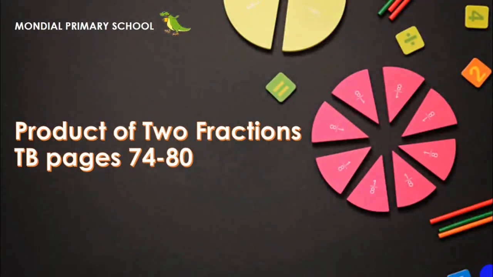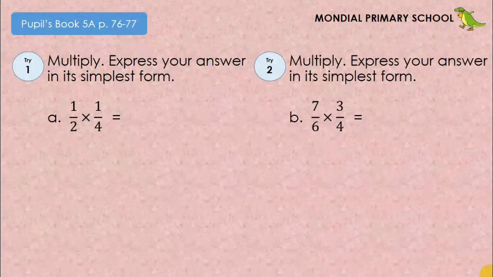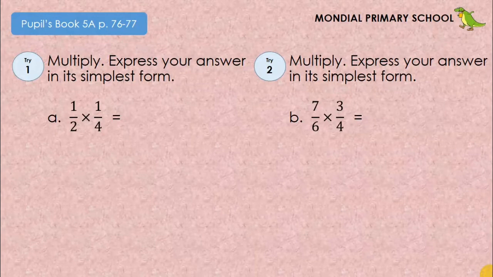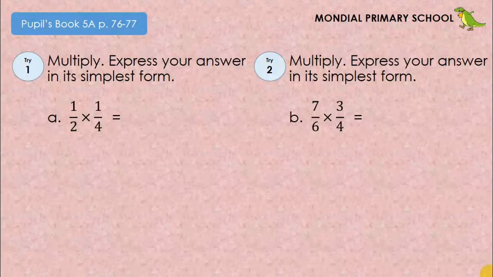Okay, now let's move to page 74 to discuss about product of two fractions. Are you ready? Good. Let's move to page 77. Try 1A. Let's read together, everyone. Multiply. Express your answer in its simplest form.